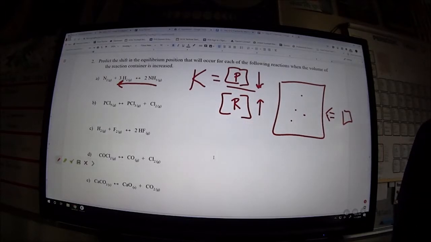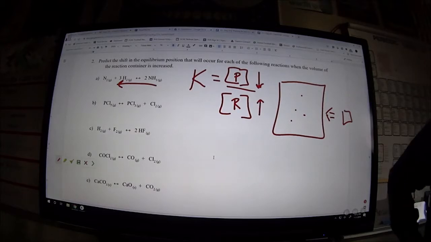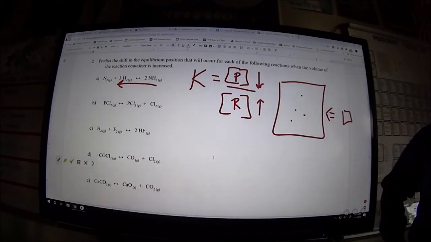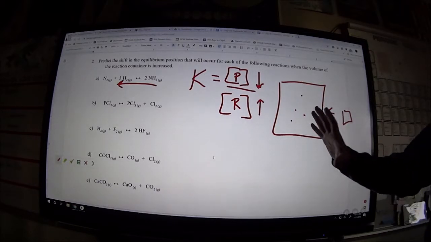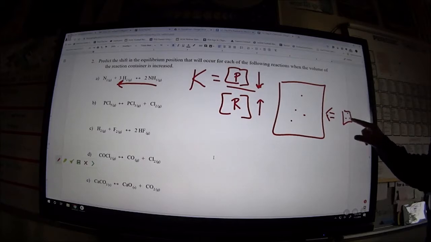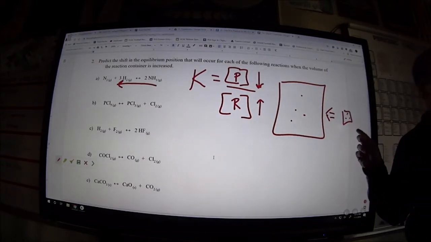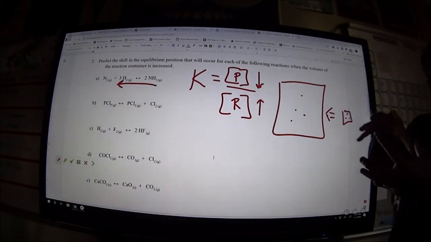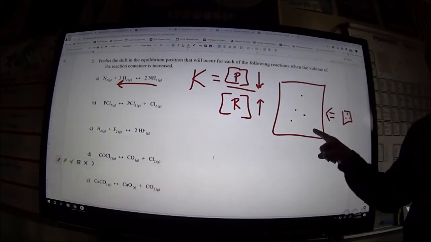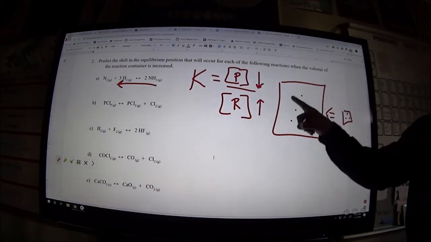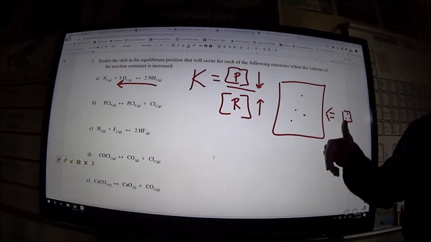Wait, going back to what Julie said about wanting more reactants to fill it up more, can you explain? I'm confused. Okay, so we're dealing with pressures. If we had originally 4 particles in the container, and then we expanded the volume without changing the number of particles, what happens to the overall pressure inside? It goes way down, yeah.